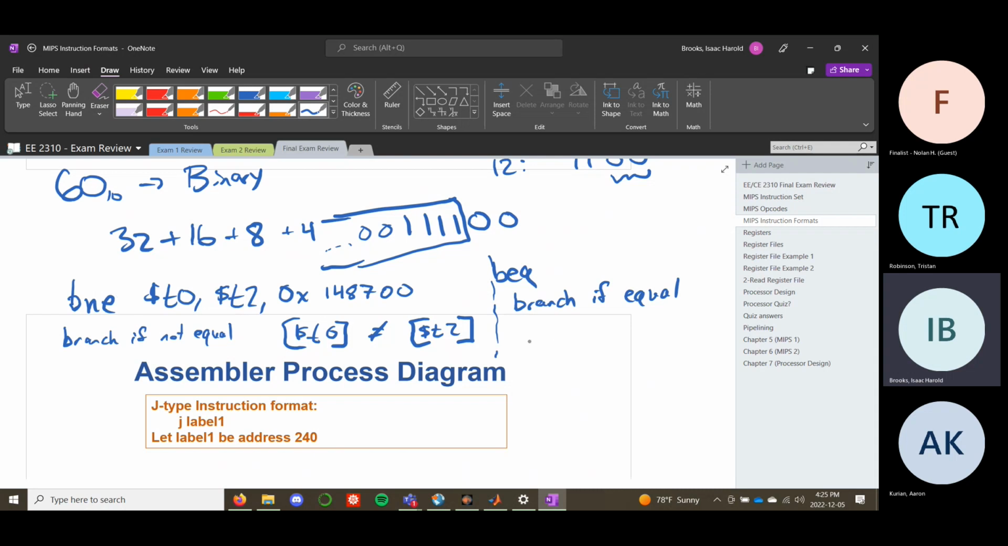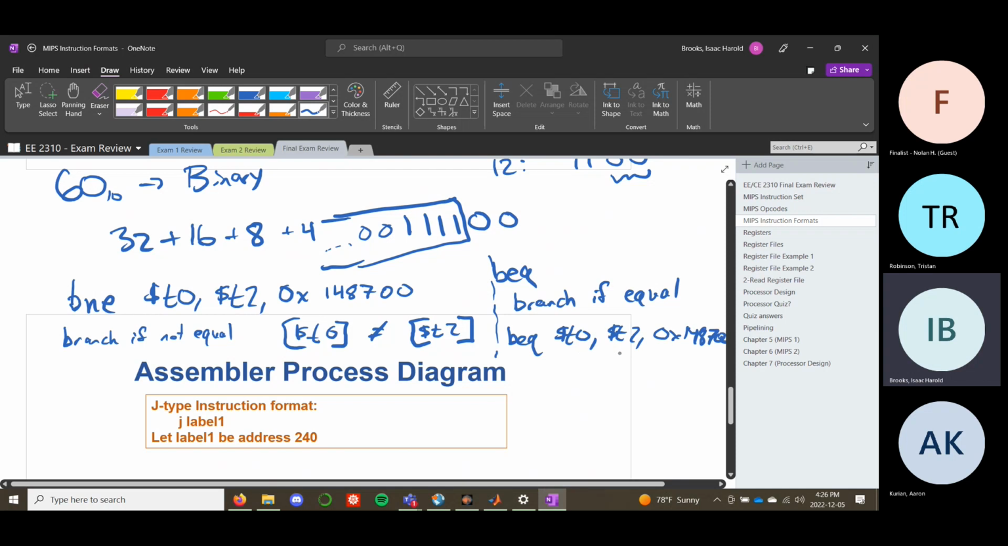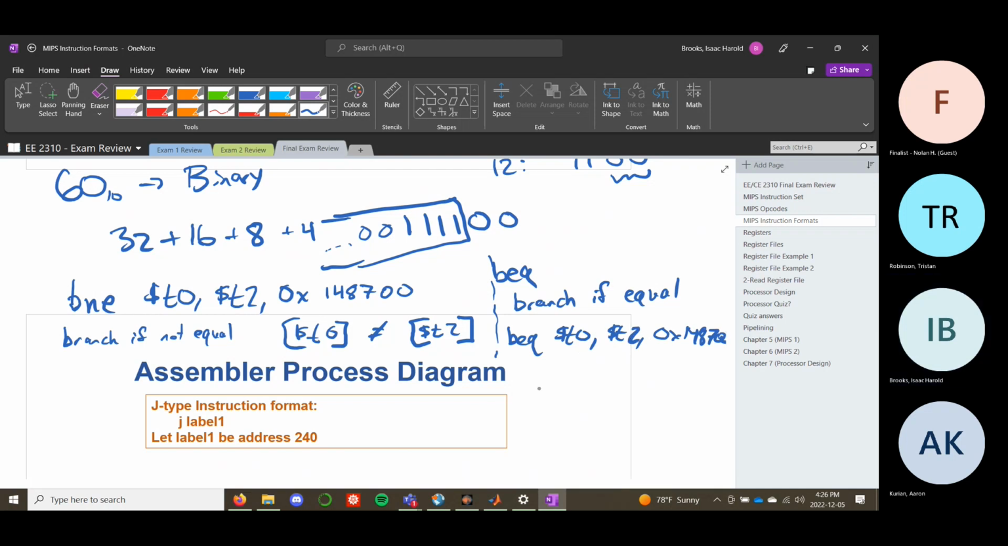So if we had the same command, but it was a BEQ, then you'd say if the contents of T0 equal the contents of T2, then you do that jump. And if it's false, then nothing happens. So a lot of times you need to use these for making for loops and conditional statements. Really, anytime you want to have an if condition in assembly, if it's true, then you do this. Otherwise, you're branching, and it's kind of complicated.